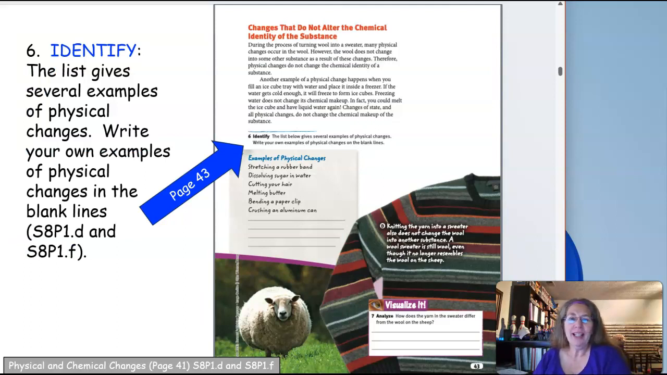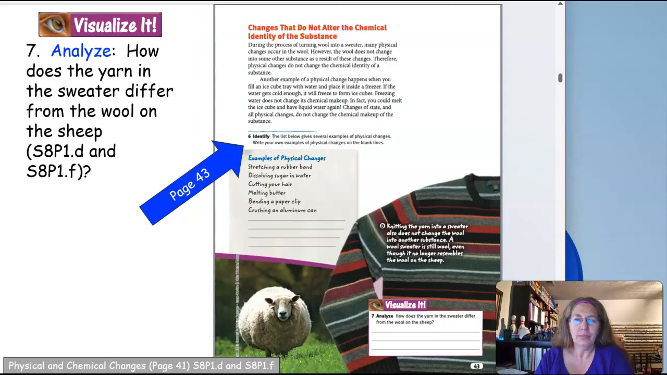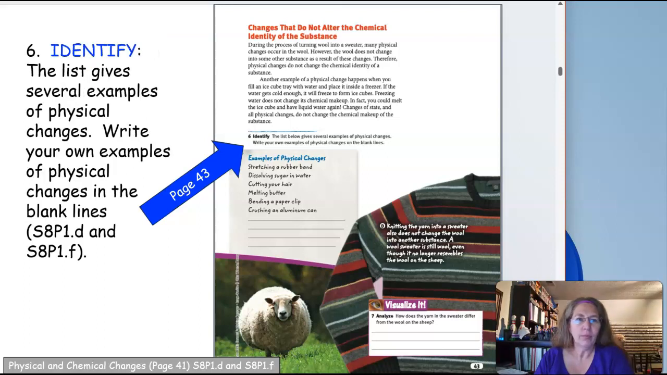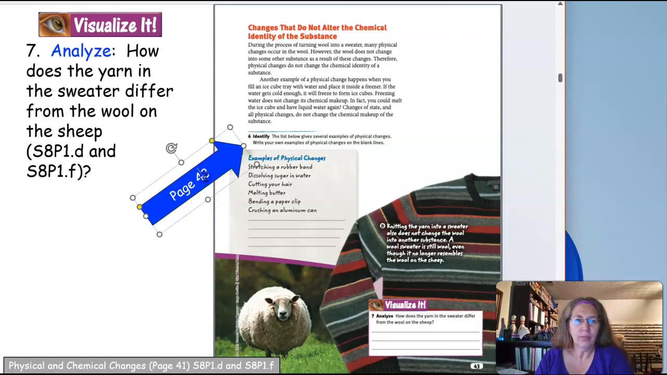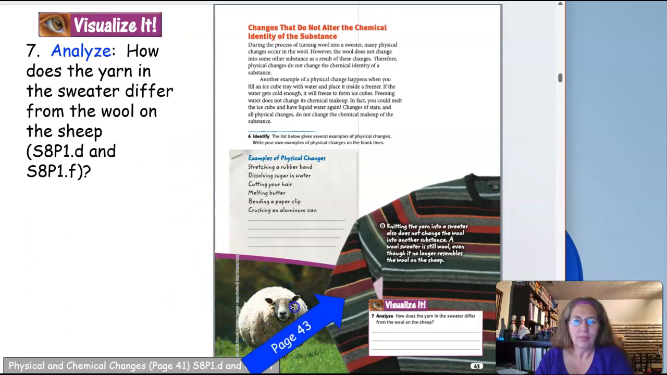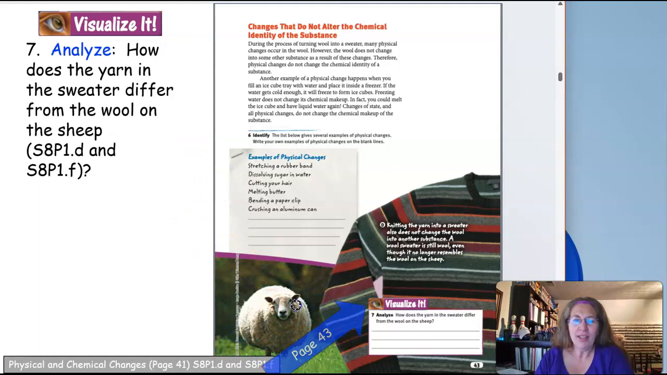On page 43, as you read, number 6 asks you to list several examples of physical changes. Write your own examples and changes in the blank lines. And you can see there, those are the examples that I just gave you on the slides. Sorry, I didn't move this little arrow.